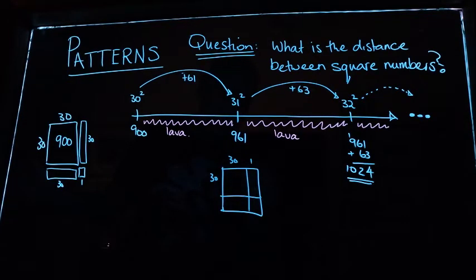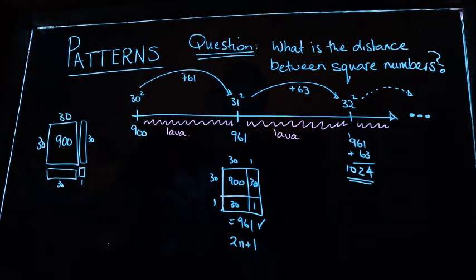30 times 30, and that's 900, plus 30 plus 30 plus 1. So that's equal to 961. So that's correct. And we could use our formula here, 2n plus 1, to predict how many squares we needed: 2 times 31 plus 1, that's 62 plus 1, so the next jump is 63.